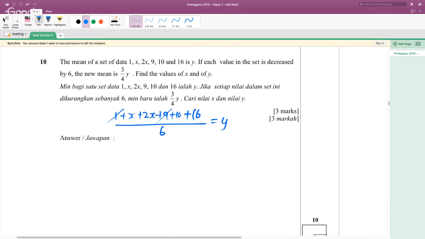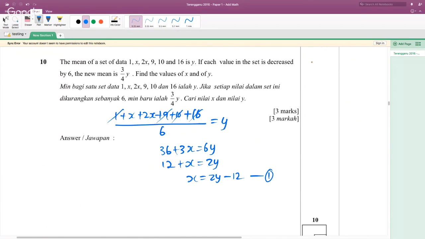This will be 36 plus 3x equals 6y. I divide by 3 for every term: 12 plus x equals 2y. So x is just 2y minus 12. I'm going to call this the first equation. Then I continue reading the question.